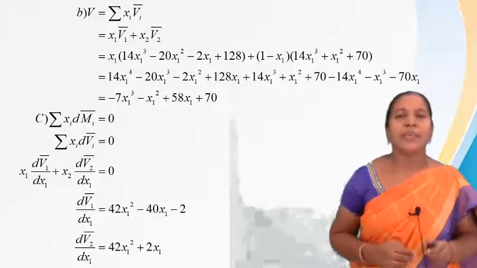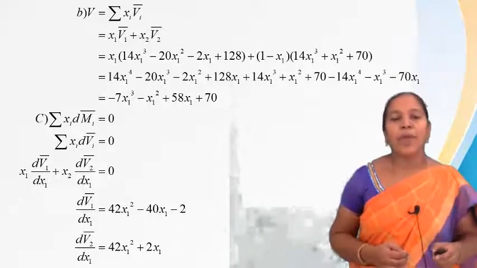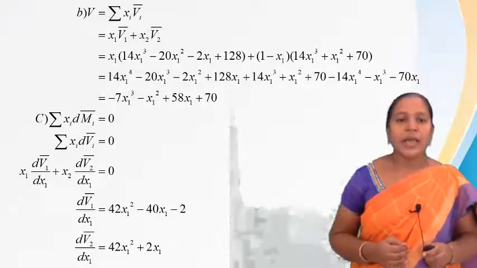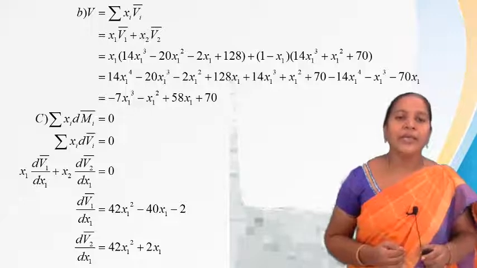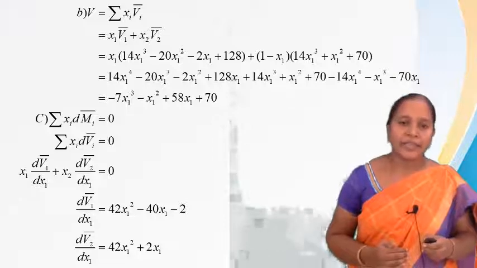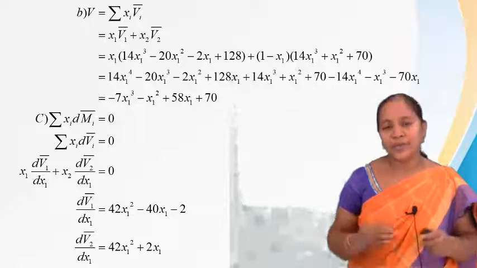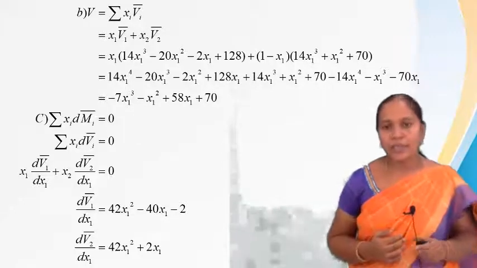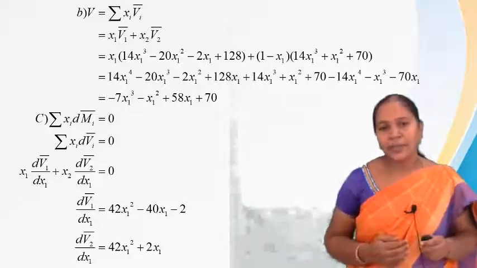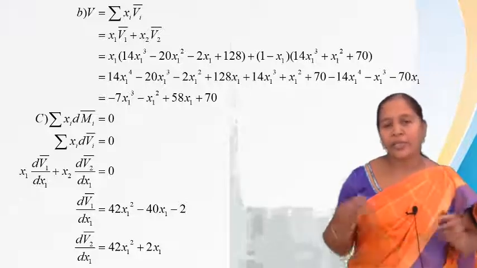That is sigma xi dMi bar is equal to 0. Therefore, x1 dV1 bar by dx1 plus x2 dV2 bar by dx1. Then calculate dV1 bar by dx1. V1 bar was already calculated in the A bit. Then differentiate V1 bar with respect to x1. That is equal to 42x1 square minus 40x1 minus 2. Similarly, calculate dV2 bar by dx1, equal to 42x1 square plus 2x1. V2 bar was already calculated in the A bit.